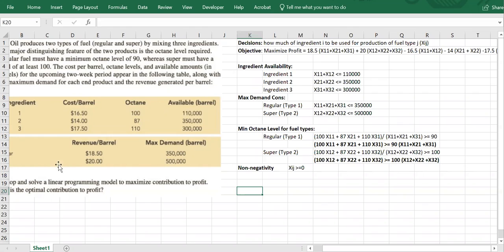But before, I'm going to write down the list of parameters that I have here. So for ingredients 1, 2, and 3, we have cost per barrel: 16.5, 14, 17.5. We have octane level: 187, 110. And we have the availability: 110,000, 350,000, and 300,000.